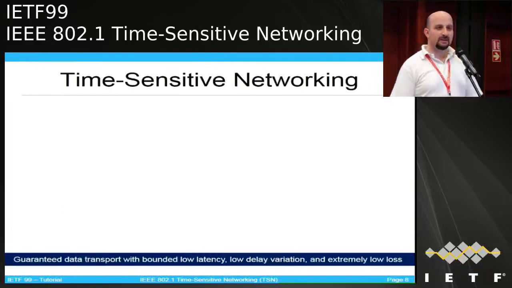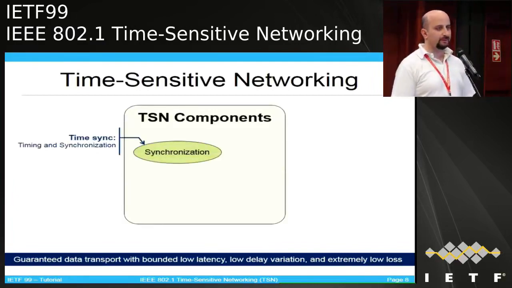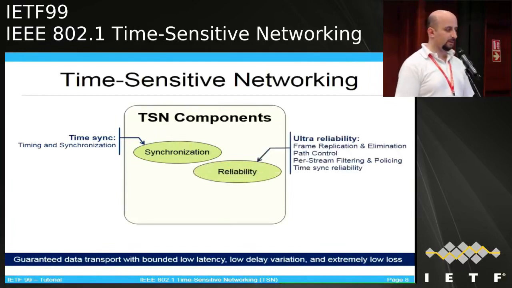Okay, so what is TSN? We are after providing guaranteed data transport with bounded low latency, low delay variation, and extremely low loss. TSN in fact includes four add-ons to generic networking, or we can call them four pillars. Synchronization is one of them. It's very important and provides grounds for many other tools, queuing tools. Reliability is crucial for mission-critical applications, and we have dedicated standards tools for reliability, like frame replication and elimination.